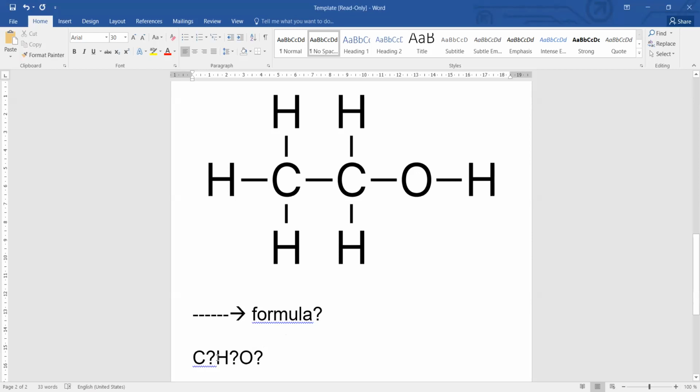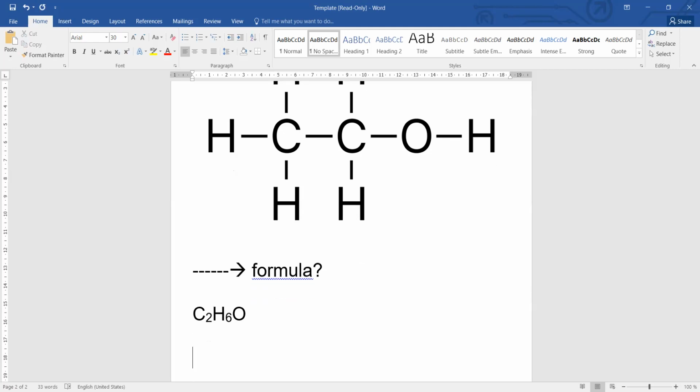Would it be C2? Correct. H6, so hydrogen 6, and just oxygen alone. Just one oxygen, correct. So you can put an imaginary one there if you want to, but it's not necessary. That little one there is like saying 1x in maths. And that there would be the chemical formula. And again, you've kind of seen this already because we talked about this when we did organic chemistry.